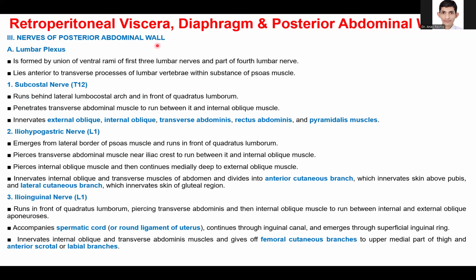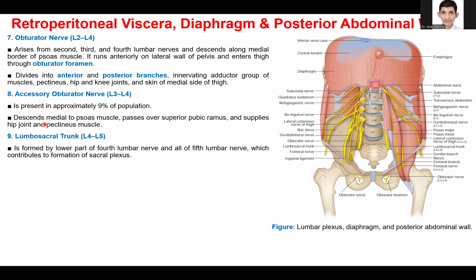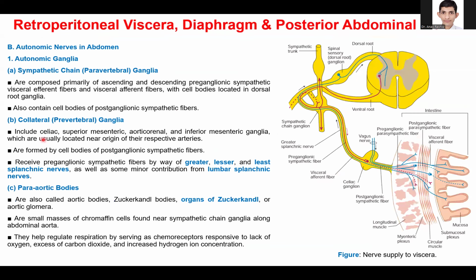Nerves of the posterior abdominal wall are the lumbar plexus, which includes the subcostal nerve, iliohypogastric nerve, ilioinguinal nerve, genitofemoral nerve, lateral femoral cutaneous nerve, femoral nerve, which can be seen in the diagram, obturator nerve, accessory obturator nerve, and lumbosacral trunk.